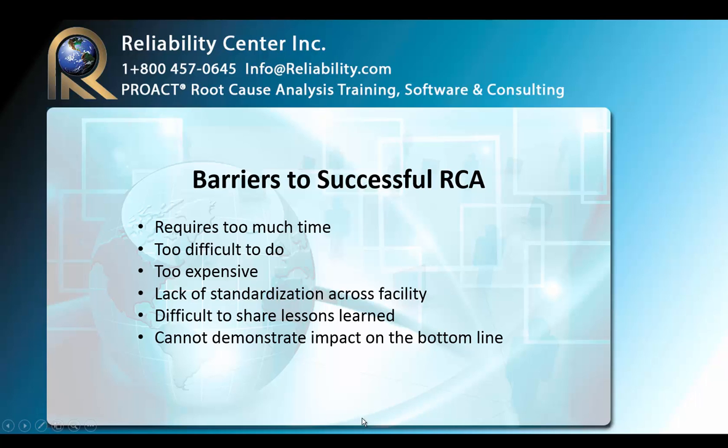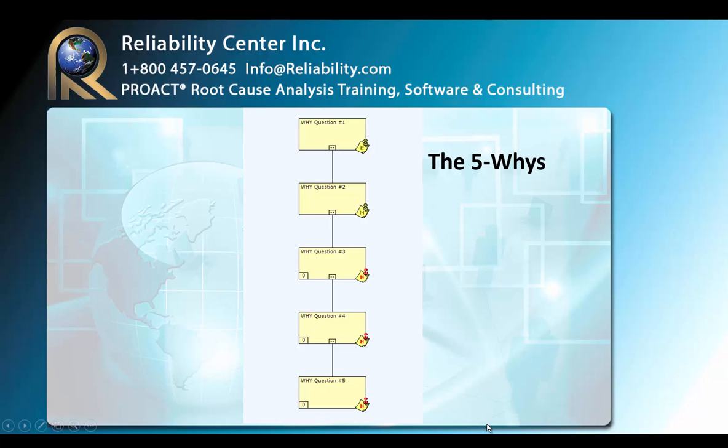Now that we've looked at some of the barriers to doing a successful root cause analysis, let's look at some of the common tools that are used to do RCA. First, we have the 5 whys. Depending on the severity of the event that you're analyzing, this is a method that came out of the quality field, and you simply ask yourself a question 5 times, drilling down in a linear fashion until you get to a single conclusion for the failure that you're analyzing.